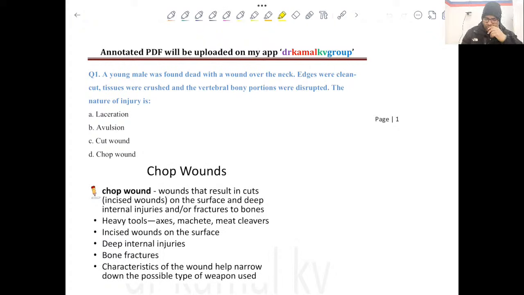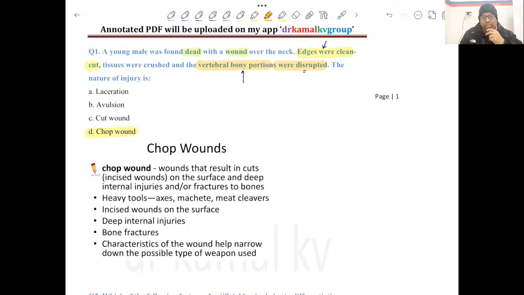Now, starting with the very first question, where it was mentioned that a young male was found dead with a wound over the neck. The edges of the wound were clean cut, and the vertebral bony portions were also disrupted. When you have this kind of injury where the margins are sharp and the injury extends deep till the bones and damages the bones as well, this is a classical description for a chop wound, right? So this is a classical description for a chop wound.